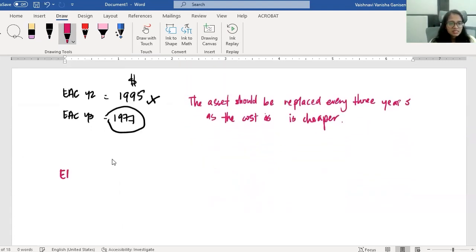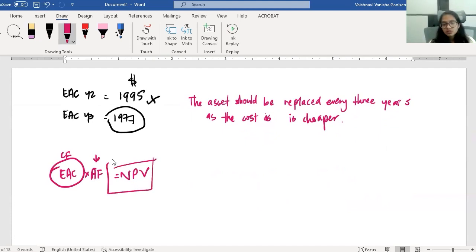So if I take EAC, multiply by annuity factor, it equals NPV. This is my discount factor. This is my cash flow. That means this is the cash flow that you incur every year, okay, that will give you this NPV. All right, so this is actually calculating how much cash flow do you incur on a yearly basis, right?